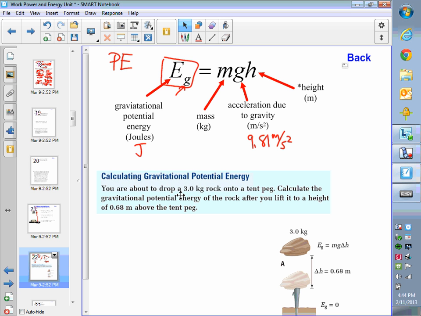Now the height, I have a little asterisk on there because you have to know what reference point you're measuring it from. So it's really the change in height between the two locations, either up high and down low, but you wouldn't necessarily measure it from ground level or from sea level. It depends on the question. It all depends on where your frame of reference is going to be.